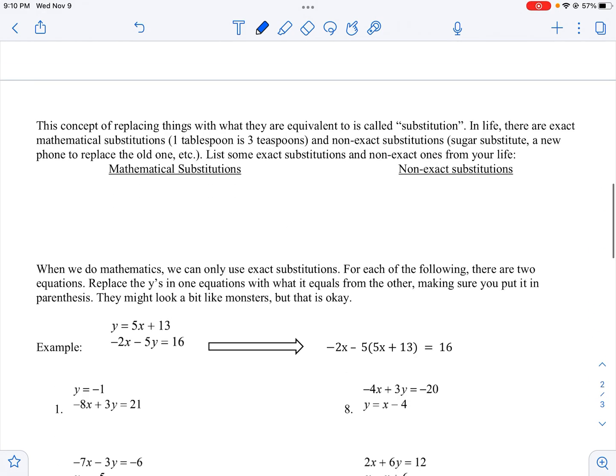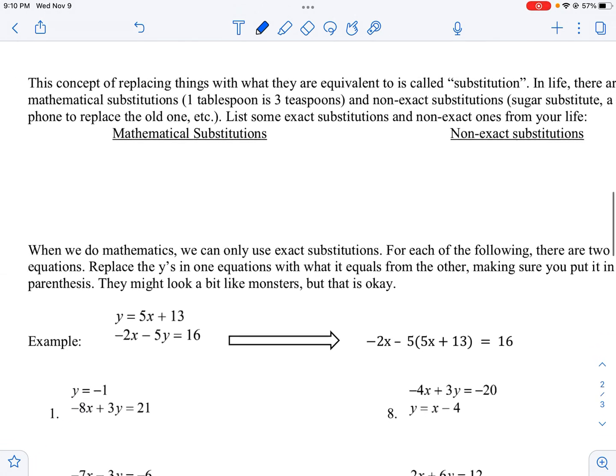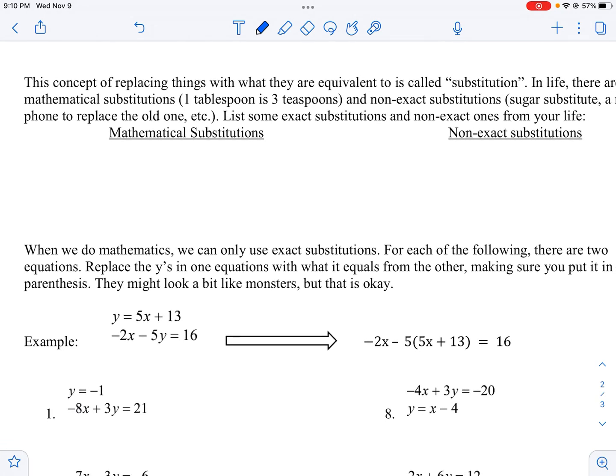Once you've done that, on the back here, it's asking about different kinds of substitutions. There are exact or mathematical substitutions, which are the things you just saw, when you replace something with something that is equivalent to it. Like if you take 8/8 and replace it with 1, that is a substitution that's exact.